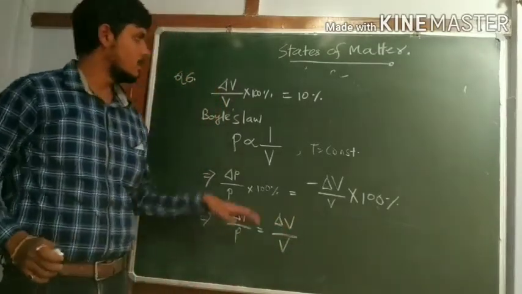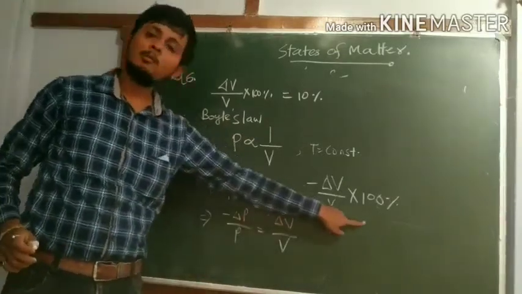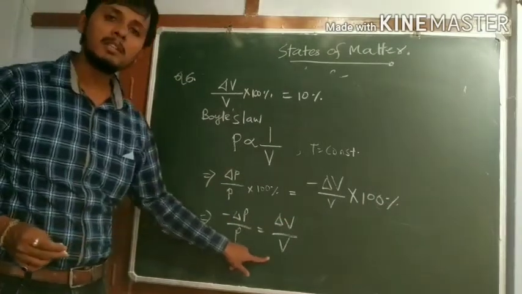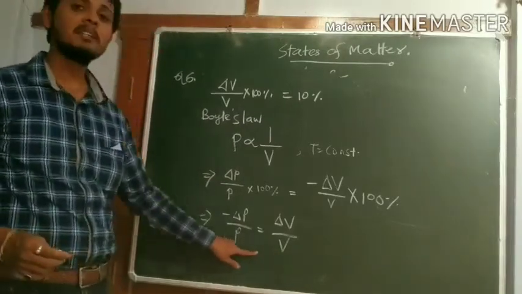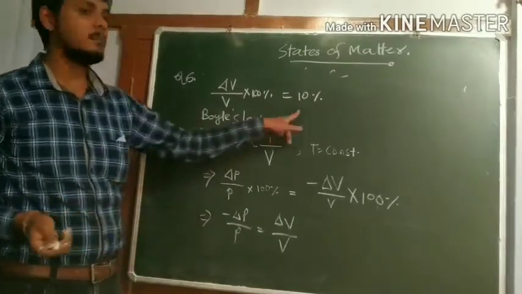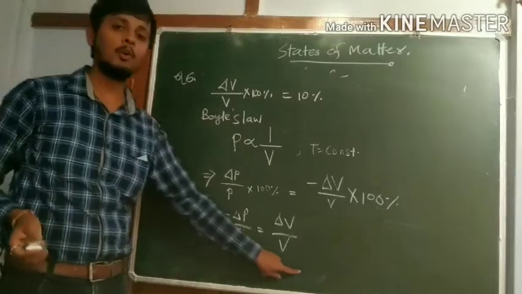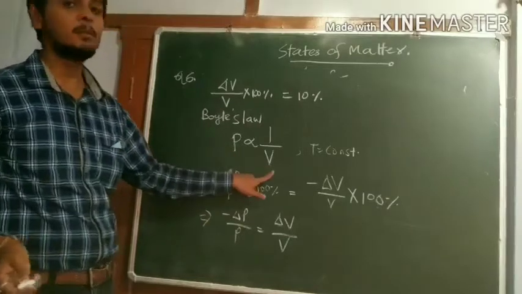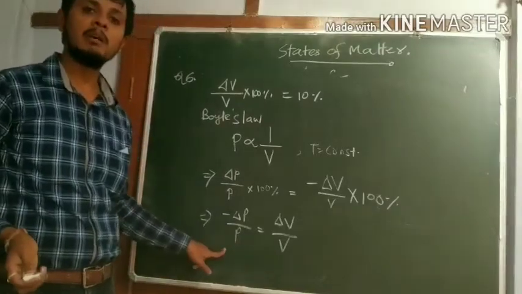So as per this relation, if I increase the volume by 10%, then I have to decrease the pressure by 10%. So that is the answer. To increase the volume of a gas by 10%, we need to decrease the pressure by 10%. Here we have used Boyle's law and the concept of errors. If P is inversely proportional to V, then del P by P equals minus del V by V, or del V by V equals minus del P by P.